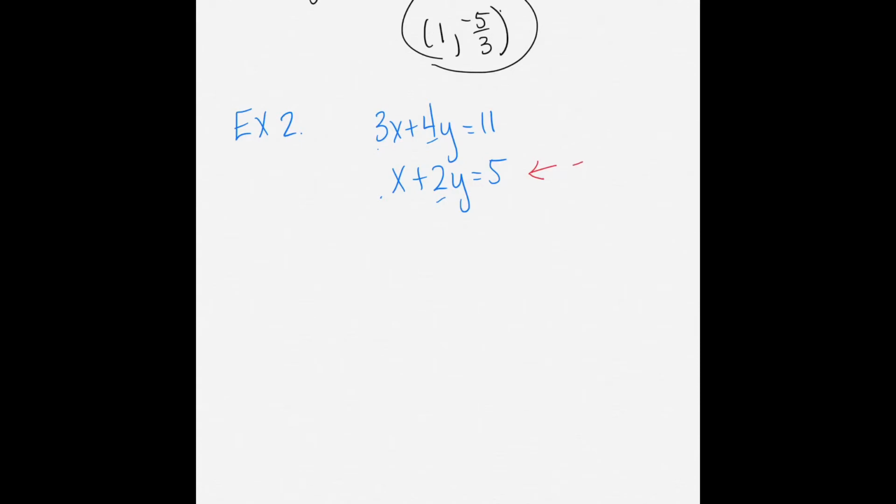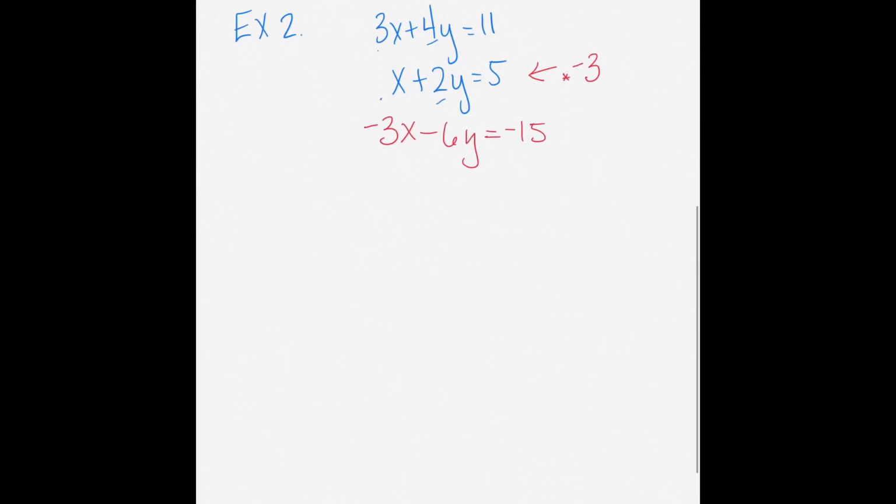and multiply him through by -3. I'm multiplying the entire equation by negative. I'm going to put a little asterisk, times -3. So that would give me -3x minus 6y equals -15. Remember, it's still the same equation as long as I multiply every single term by the same constant. It remains the same equation.